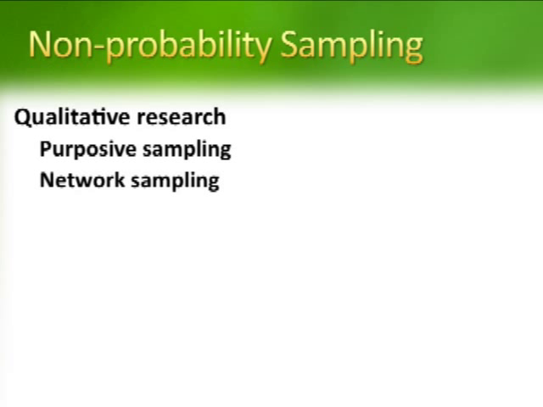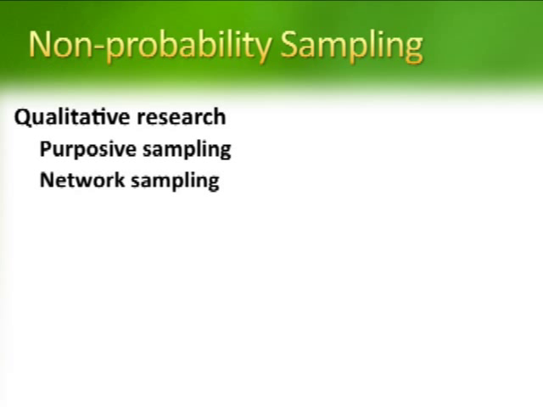Qualitative research is not done to generalize findings to a population. Therefore, they can use non-probability sampling. And in qualitative research, it is called purposive sampling or network sampling. Purposive sampling involves the researcher's judgment on selection of certain subjects to include in the study.